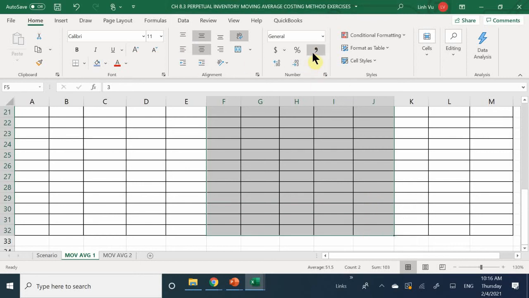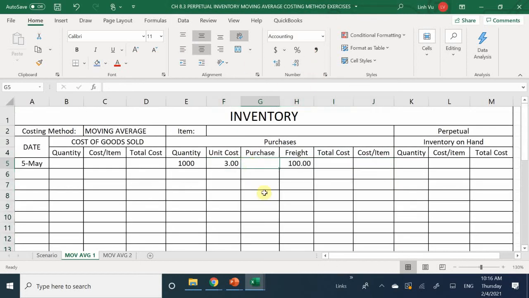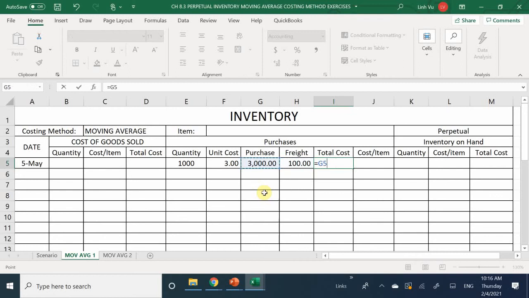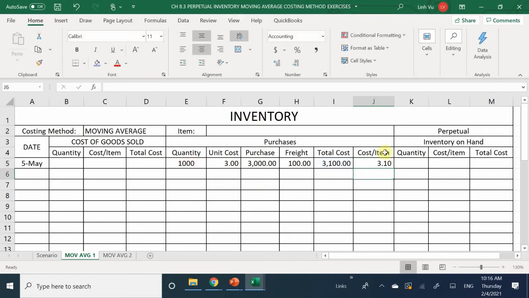So what's my total purchase price going to be? $3,000. Plus my freight, giving me a total cost of $3,100. Because this is my only batch, what is my total cost per item going to be? $3.10. And I'm going to go ahead and enter this into my inventory on hand.